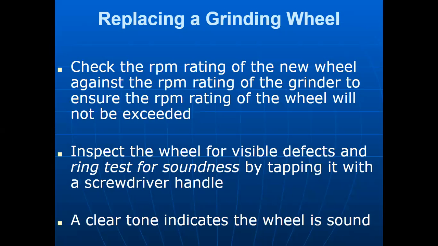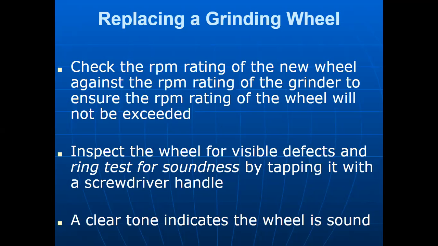So replacing the wheel. Check the RPM rating of the new wheel. Very important. Against the RPM rating of the grinder to ensure that the RPM rating of the wheel will not be exceeded. Like I said, your wheel has to have a higher rating than what your grinder can put out. Inspect the wheel for visible defects. And what we do is called a ring test.